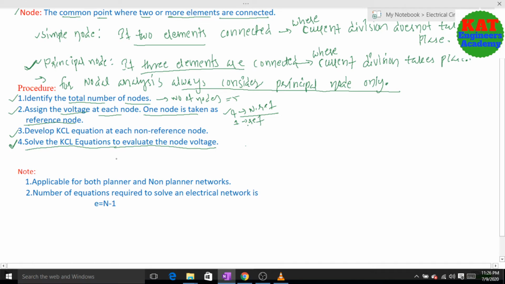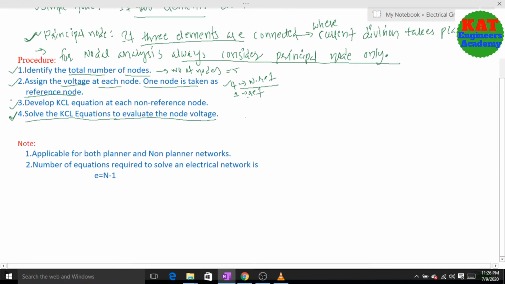This is the procedure. Next, we have some important points while discussing nodal analysis. These are the conditions. The first point is that nodal analysis is applicable for both planar and non-planar networks. For any network we can use nodal analysis. Mesh analysis is only applicable for planar circuits, not for non-planar circuits. Only for planar circuits can we apply mesh analysis, but for both planar and non-planar we can apply nodal analysis, that is, we can apply the KCL equations.